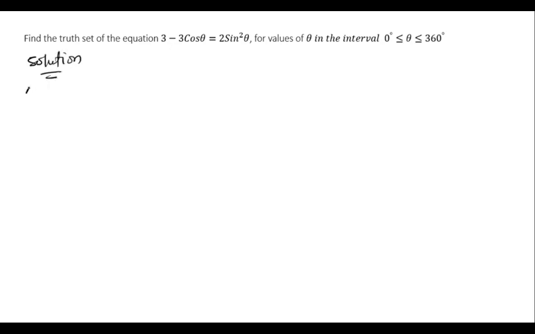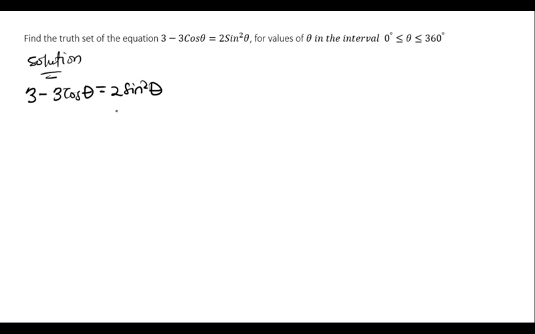We have over here 3 minus 3 cos theta is equal to what? 2 sine squared theta. Now we can see we have 2 different trig identities over here. We have cos theta and then sine squared theta. We can't work when they are different. We need to convert them into the same, either cos or sine, so that it can be easy for us to work with. So for us to do that, we need to look through and see which of them we can change.